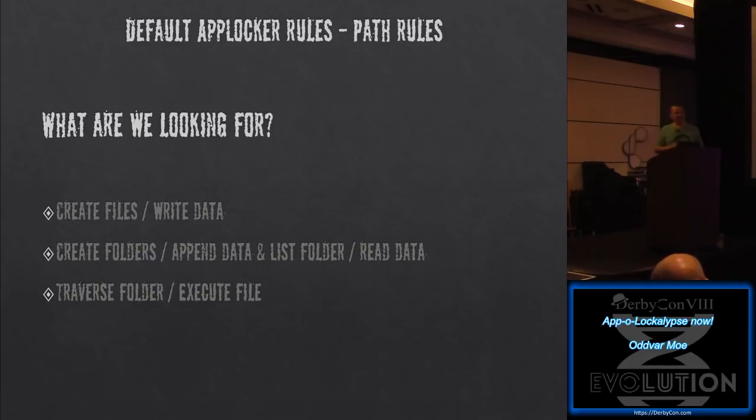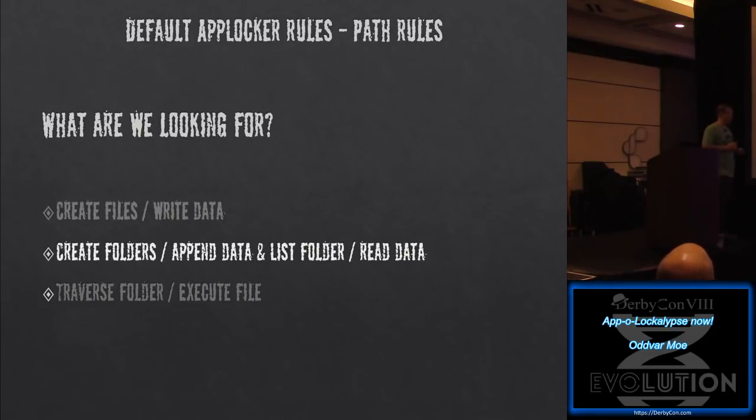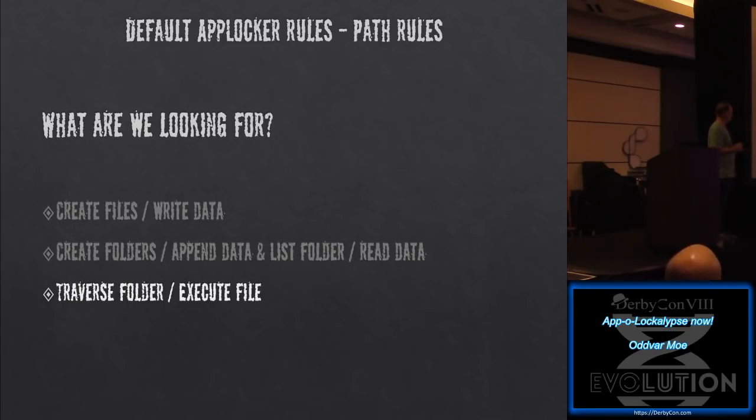So what are you looking for when you're looking for exceptions to the default ACLs, or the weaknesses? Well, you're looking for places where you can create files, write data, or create folders, or append data, list folder, read data. Those are important things you look for. And also the execute file permission. That's a good one.